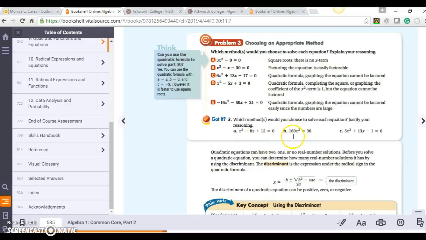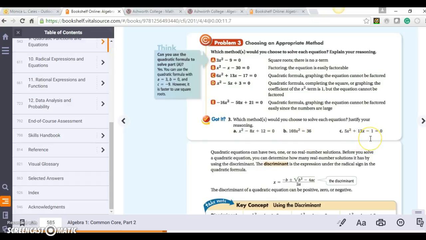The next one, 169x squared equals 36. Again, I don't have a b term, or an x term as they called it, but it's actually my b term, the middle term. So I would just use square roots on this one. Take the square root of both sides, or divide both sides by 169, then take the square root.